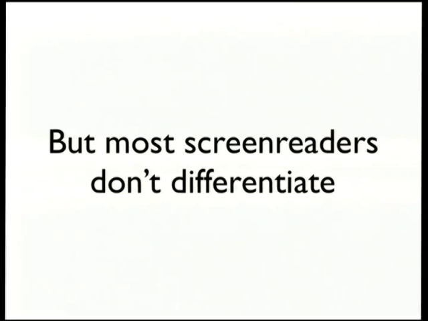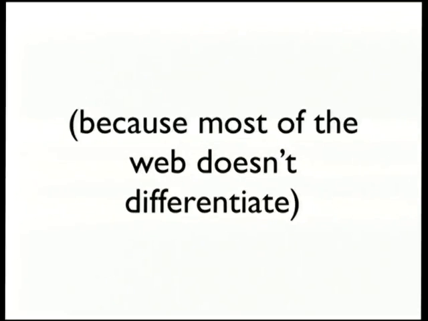And the reason is, the screen readers don't differentiate, the web doesn't differentiate. If only a certain percentage of sites out there are making this distinction, you have to support it as though none of the sites are making the distinction, or else things are going to be broken.